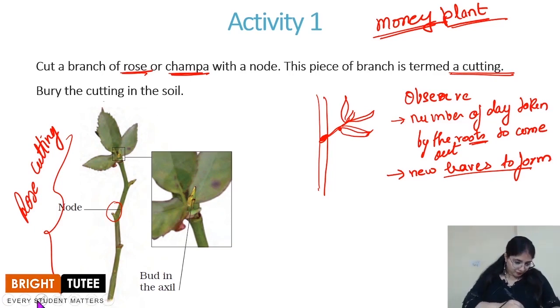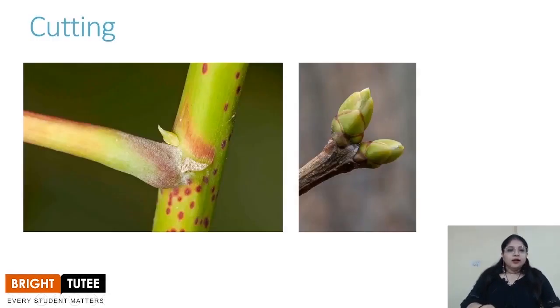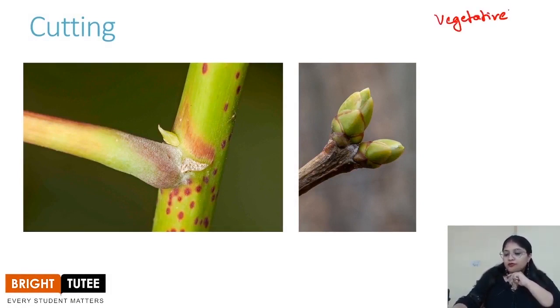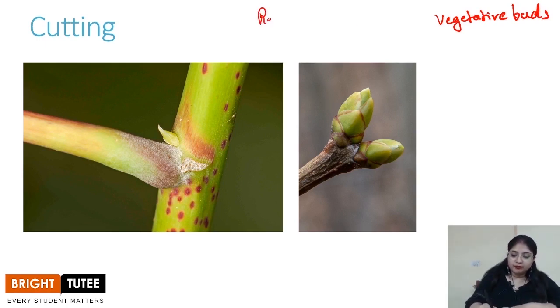Now let's understand what we were talking about, the bud, right? We said that there was a vegetative bud which helped in the formation of roots and which helps in the formation of branch and leaves. Now there are two types of buds. The first bud is the reproductive bud, or the bud which forms the flower, right?